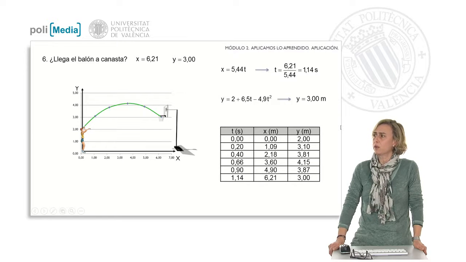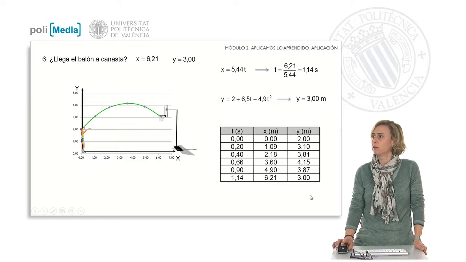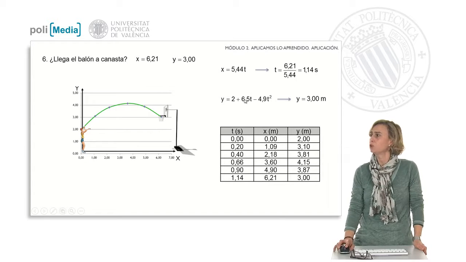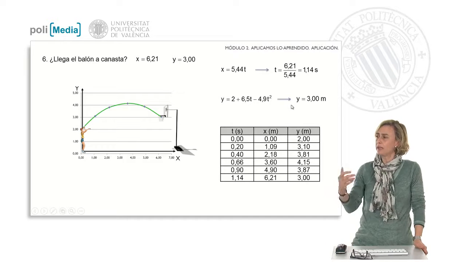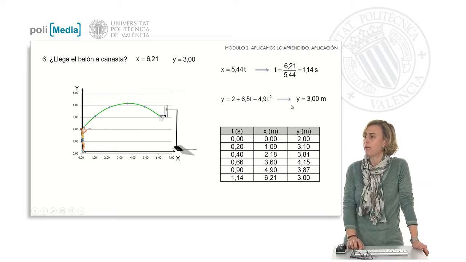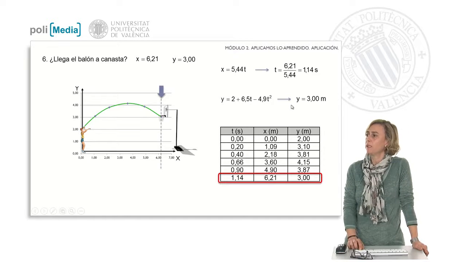With this time, we go to the expression of y. We substitute the time for the value we have obtained. And if the ball reaches the basket, the y must give us precisely 3, which is what we obtain. From the values that we had found before in the table, we see that for t equal to 1.14 seconds, effectively, the x is 6.21 meters, and the y is 3 meters. Then the ball arrives at the basket.